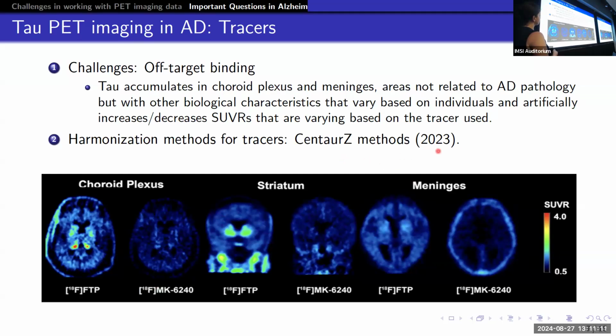Now, the problem is not only that, but these areas are not related to the AD pathology. They are actually characteristics that vary based on individuals, and they are artificially increasing or decreasing these SUVRs that we use as outcome measures to make inference statistics, okay? There are some harmonization methods for the tracers, and one of them is called Centaur-Z, which started in about 2023. They work in some instances, and in some instances they do not work.